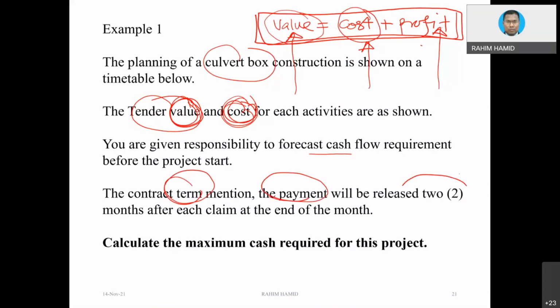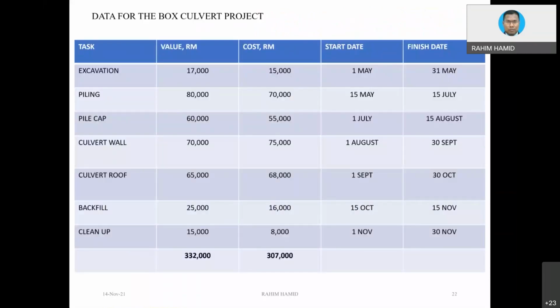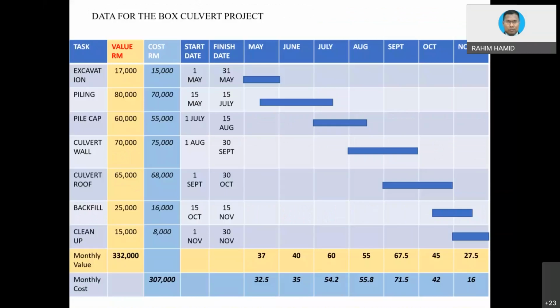Let's say the payment will be released 2 months after each claim. This is the most important information. And the claim will be done at the end of every month. So from this statement, you can imagine, let's say you are going to do the work in the first month, then you are going to submit the claim. When are you going to get the first payment? 2 months after the first month. So meaning to say it is on the 3rd month. That could be the possibility.